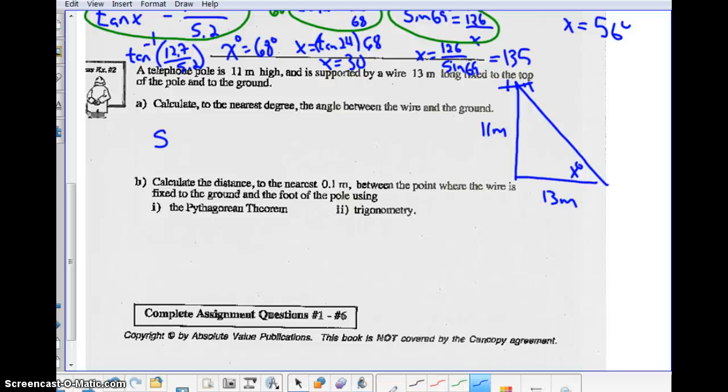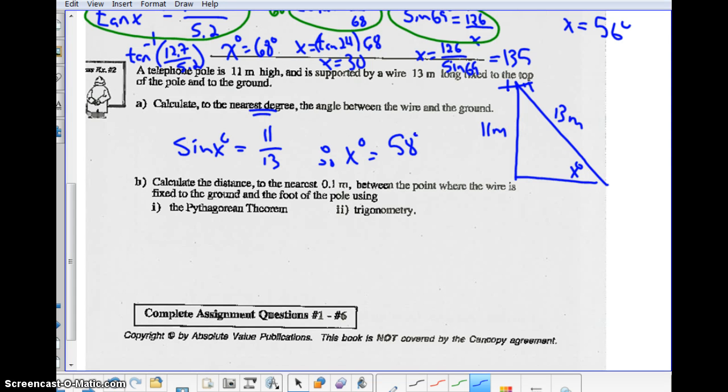Now hold the phone. Let's see. Did I put that in the right place? The wire is 13 meters. No. So 13 meters doesn't go there. 13 meters goes here. So the equation should be sine of x degrees is equal to 11 over 13, which therefore makes x degrees, to the nearest degree, let's check the rounding, x degrees is equal to 58.